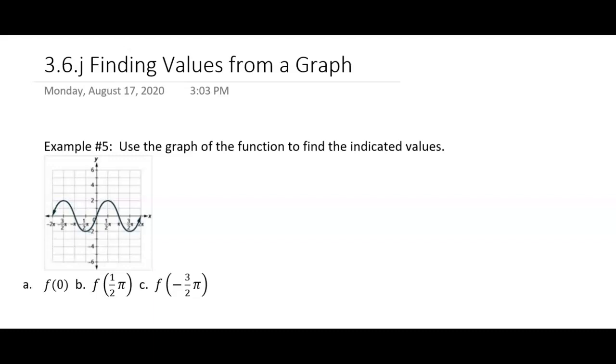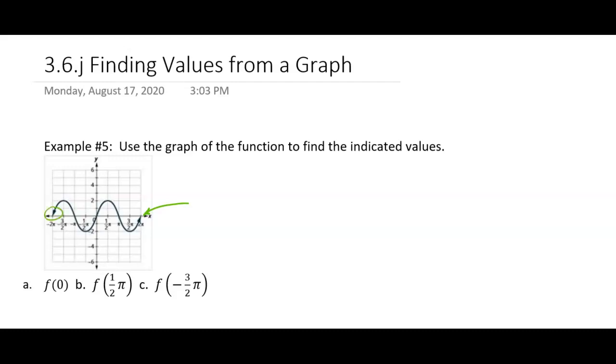This video talks about finding values from a graph, but I want to go back to what we did in the last video on domain and range, just with this first picture, so I can explain a little more. See right here, there's an arrow. That means the graph continues in that pattern beyond the graph paper. And there's also an arrow here.